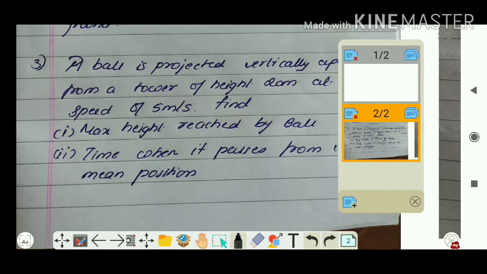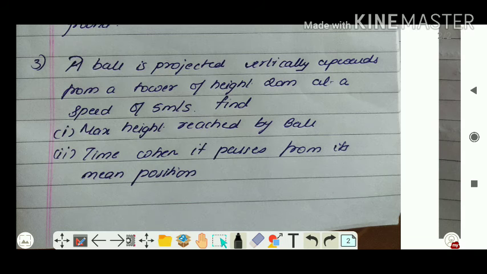I hope you guys are seeing the third question here. You are told that a ball is projected vertically upwards from a tower. Suppose this is a tower. From this tower a ball is projected upwards, and the tower has a 20-meter height. This ball is thrown up with a velocity of 5 meter per second. The direction is upwards, so the velocity will be plus 5 meter per second.